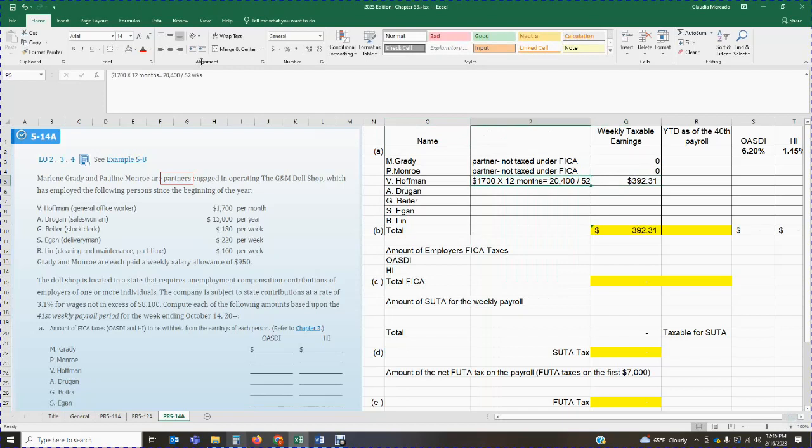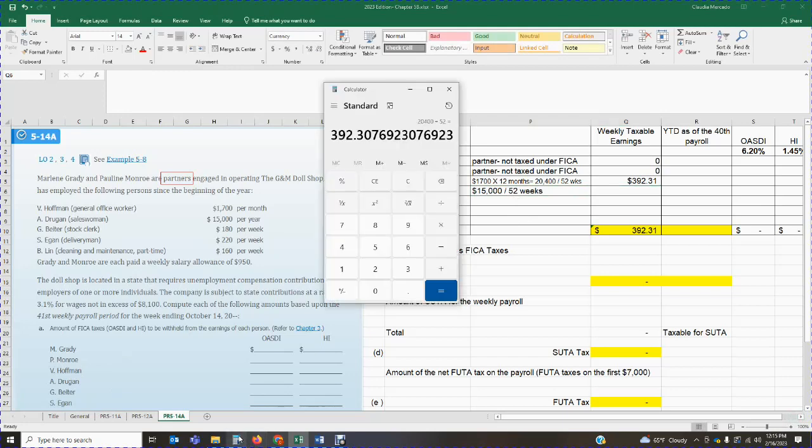392.31. Okay, let me make this a little bit smaller, that way it fits. Okay, there we go. Now, Drugan. Drugan gets paid $15,000 per year. So we've got $15,000 per year. I'm simply going to divide that by 52 weeks, so I can get the weekly pay. So 15,000 divided by 52 weeks gives me a weekly pay of $288.46.